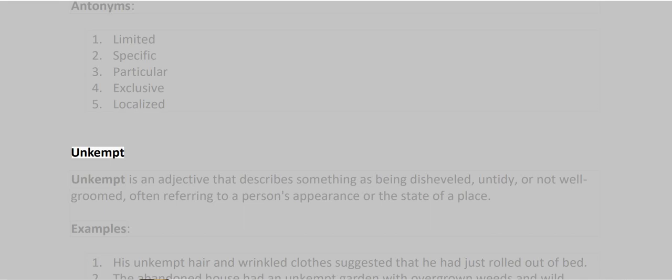Unkempt. Unkempt is an adjective that describes something as being disheveled, untidy, or not well groomed, often referring to a person's appearance or the state of a place. Examples. 1. His unkempt hair and wrinkled clothes suggested that he had just rolled out of bed. 2. The abandoned house had an unkempt garden with overgrown weeds and wild plants.